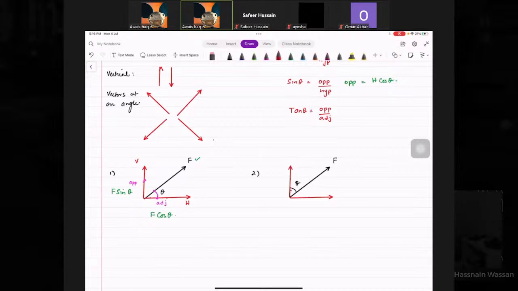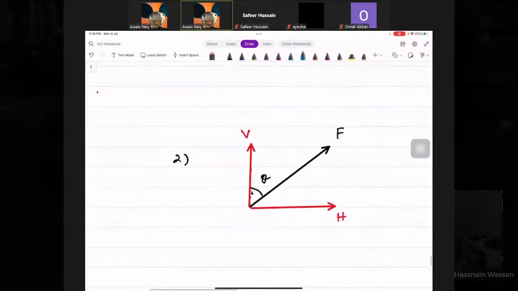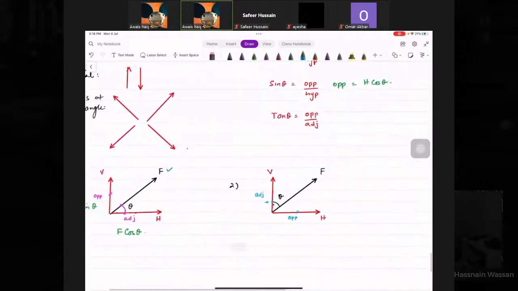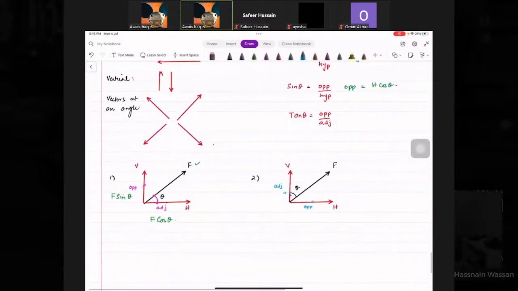So this would mean that this is the horizontal one, this is the vertical one. Now, you can notice this time the angle basically is next to this vector, so that makes it the adjacent one. And this one, the angle is not next to, that makes it the opposite one. Now the whole thing changes due to the placement of the angle, right?